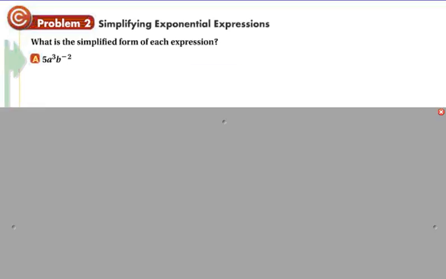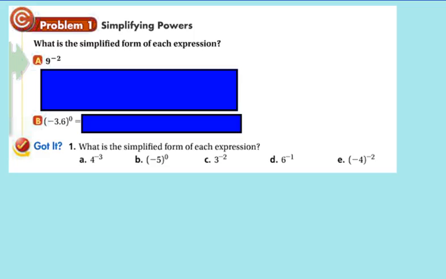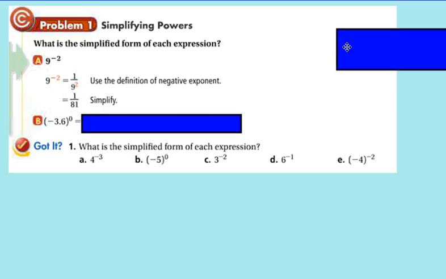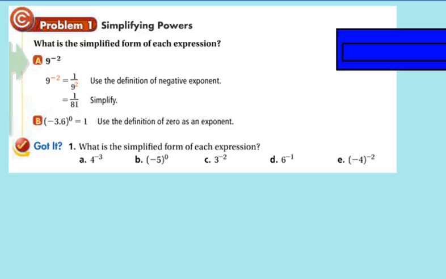This first one, 9 to the negative second power. It says, what is the simplified form? Well, remember, to make it a positive, we just make the reciprocal. So it'd be 1 over 9 to the second power, which is equal to 1 over 81. Negative 3.6 to the 0 power. Well, remember, anything to the 0 power is equal to 0, or sorry, equal to 1. I made the mistake there. So, that raised to the 0 power is equal to 1 as well.